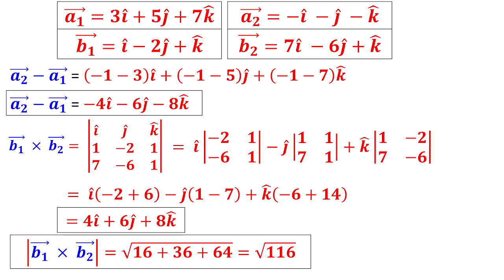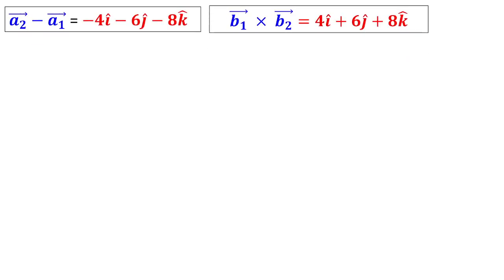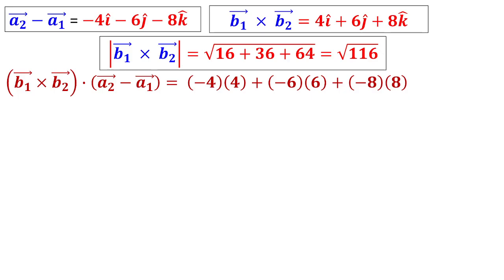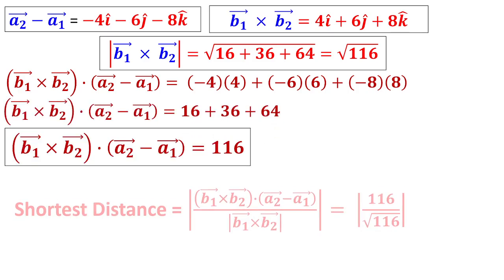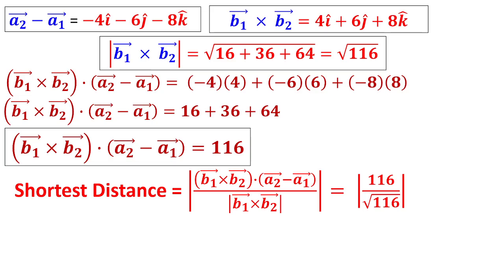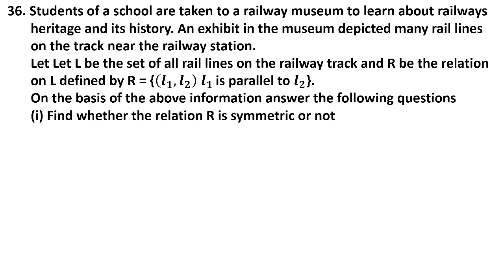Then find the magnitude of b1 cross b2, that is square root of 116. Now after getting a2 minus a1 and b1 cross b2, find their dot product, that is b1 cross b2 dot a2 minus a1. Now that number is also available, 116. This is the formula for shortest distance. Remember, b1 cross b2 dot a2 minus a1 divided by magnitude of b1 cross b2. Now you are getting the final answer as root 116. You can leave the answer as root 116 also, marks will be given.